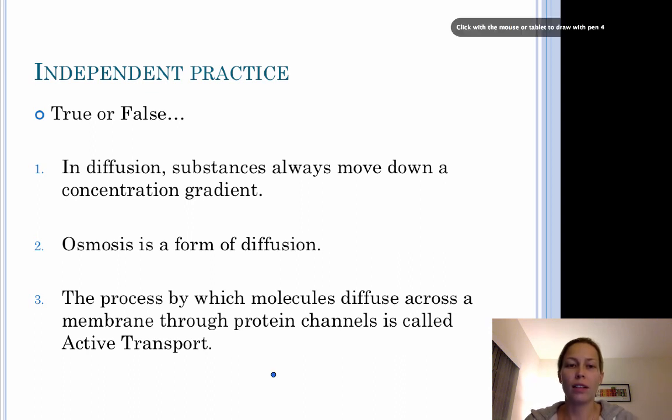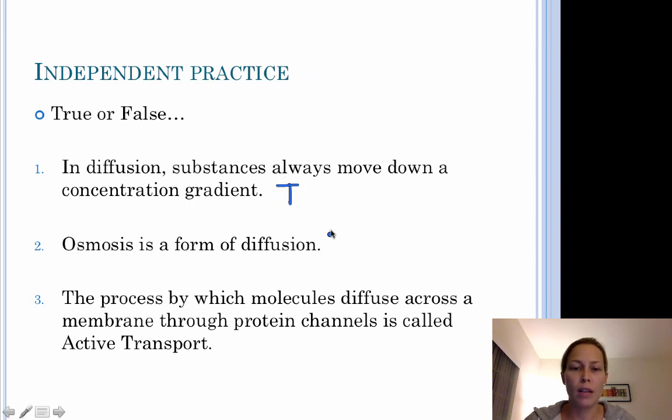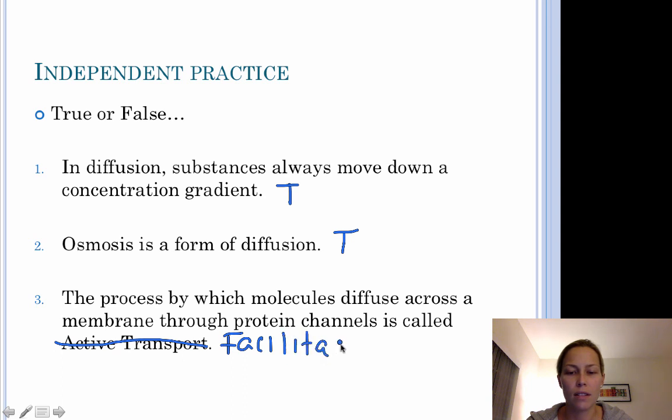All right, statement number 1 is true. Statement number 2 is also true. And statement number 3 is false. The process by which molecules diffuse across a membrane through a protein channel is not called active transport, but is called facilitated diffusion. Very good.